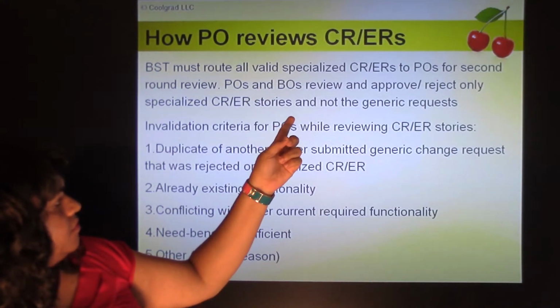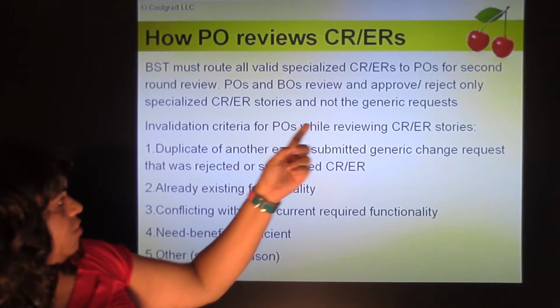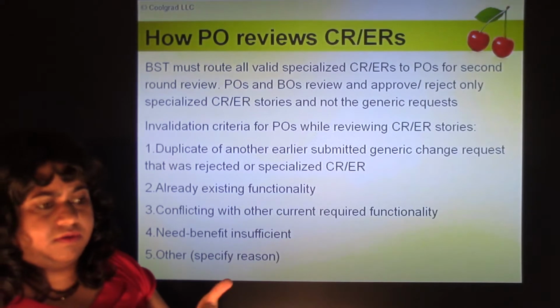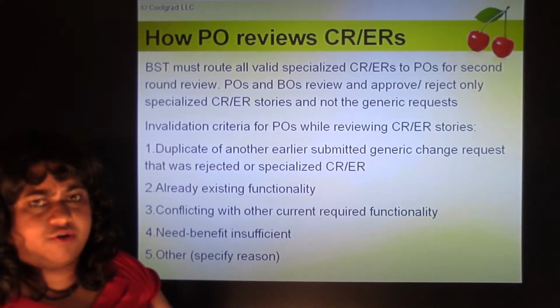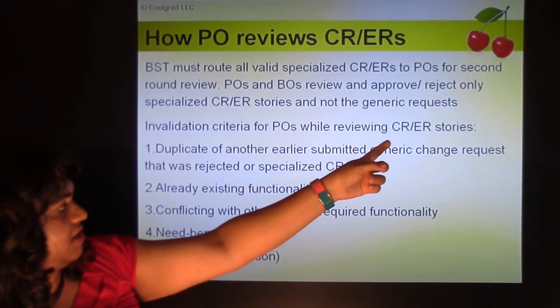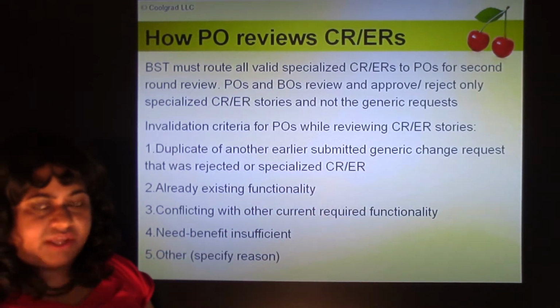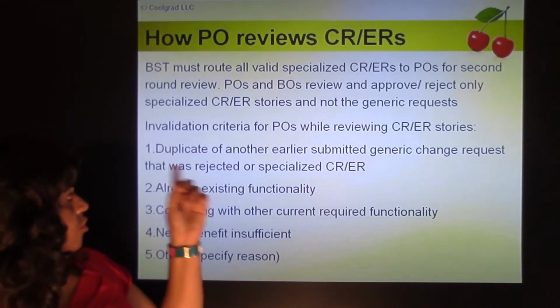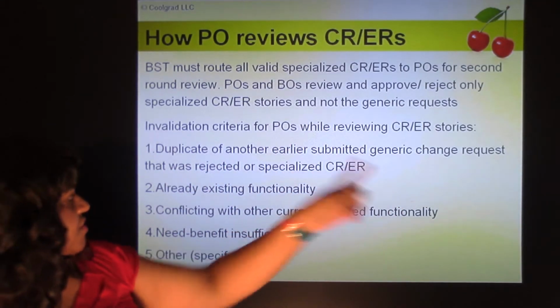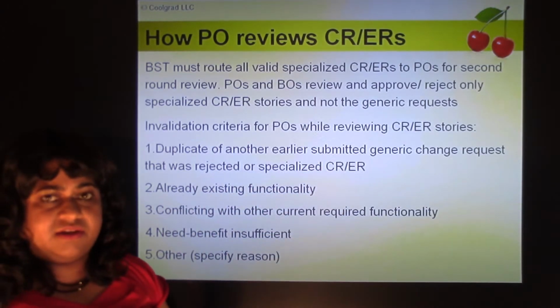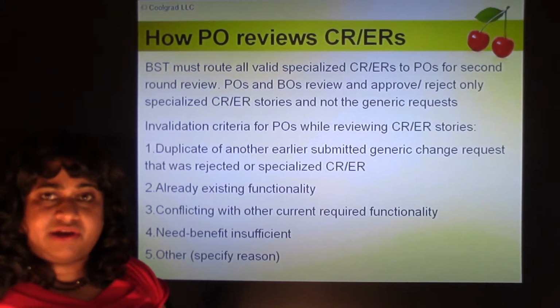So the POs and BOs review the requests which come as user stories, and then the invalidation criteria for POs while reviewing CR, ER stories. So they first go over the invalidation criteria to see if this is invalid. Duplicate of another earlier submitted generic change request that was rejected, or specialized CR, ER. So maybe the BST didn't identify the duplicate, and the product owner identifies the duplicate.